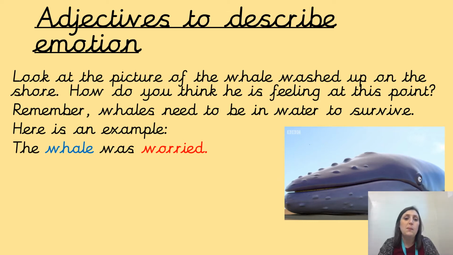So I've given an example here. The noun, which is the object, so that's the whale, is in blue and the adjective is in red. So you have got the whale was worried. Okay, the adjective there in red is worried. That is how he is feeling. We could extend that and say the whale was worried because he was stuck on the shore, or the whale was worried because he was in danger. But worried is an adjective all about how the character is feeling. Right, let's move on to the next slide.